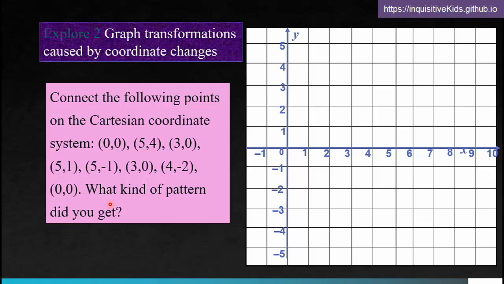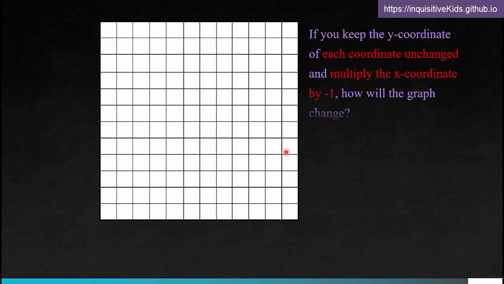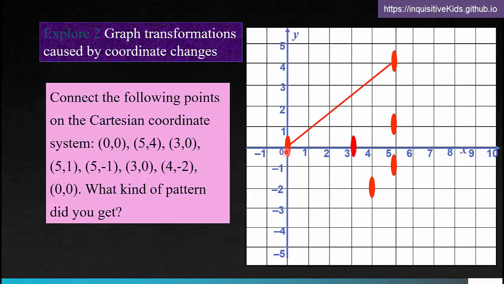Explore 2. Graph transformations caused by coordinate changes on the Cartesian coordinate system as shown. So let's first connect the following points on the Cartesian coordinate system: (0, 0), (5, 4), (3, 0), (5, 1), (5, -1), (3, 0), (4, -2), (0, 0). And what kind of pattern did you get? Well, we can create points all along here. So connect these and then see you on the next slide.